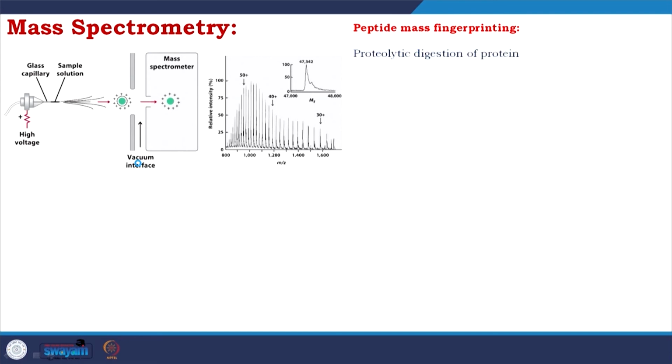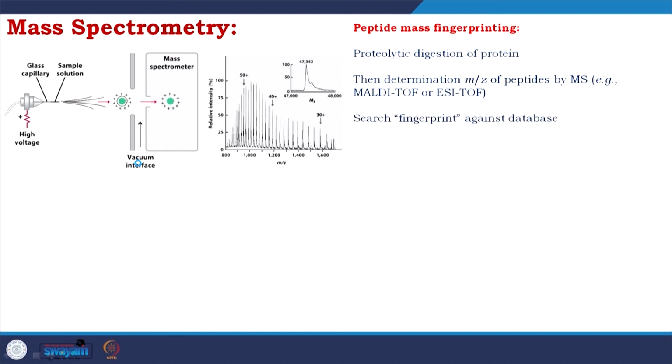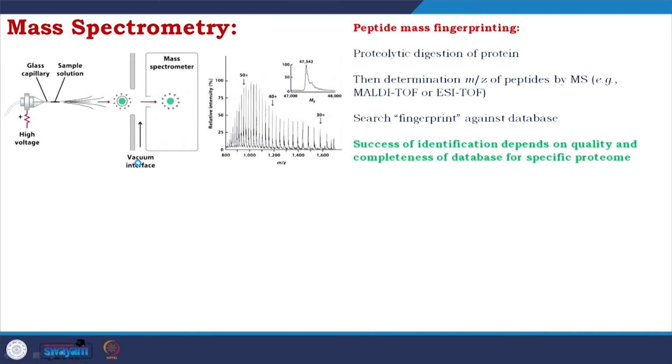You have to do the proteolytic digestion of protein. For any process you have to do that first. Then you determine the m/z of peptides by mass spectrometry, either by MALDI-TOF or ESI-TOF electrospray. Then you search the fingerprint from the database, and the success of this method depends on the quality and completeness of the database of the specific proteome where you are working.